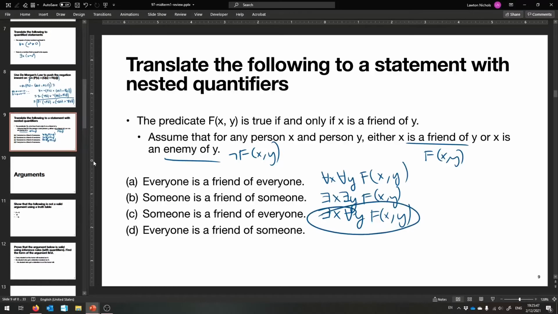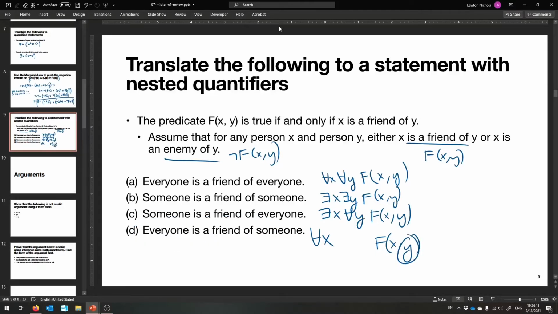And this order is key because obviously this is the last possibility. The other way around is this one. It's not the same. Everyone is a friend of someone. So every person in the world, doesn't matter who they are, everybody gets a turn at being x. That x, instantiated to everybody, eventually, that x is a friend of somebody. So everybody has a friend, okay? Everyone is a friend of someone.